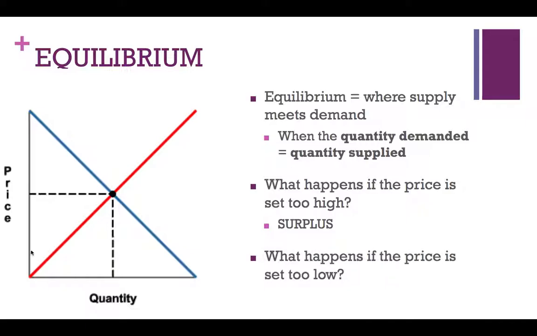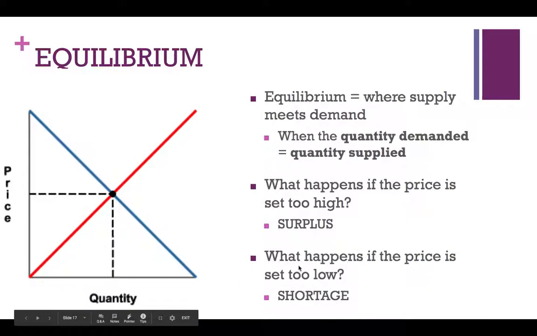And if we set the price too low, the opposite would happen, right? Our quantity supplied would be right here, and our quantity demanded at a lower price would be right here. We'd have a lot more demand for a good than there would be supply of that good. So we'd run out of it real quick, and we would have a shortage.